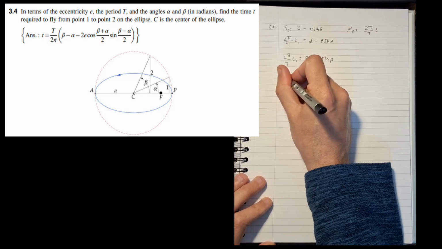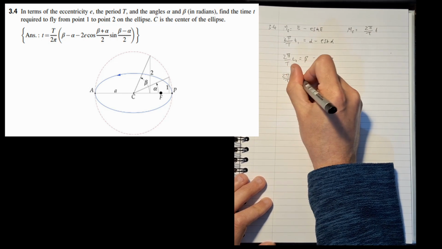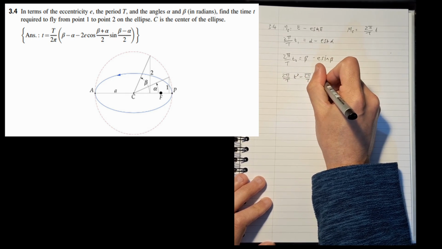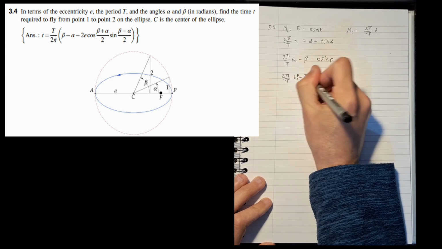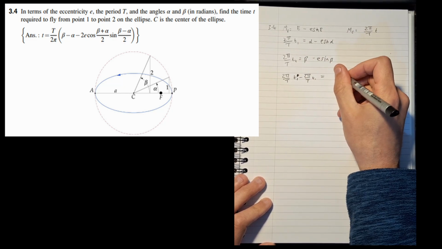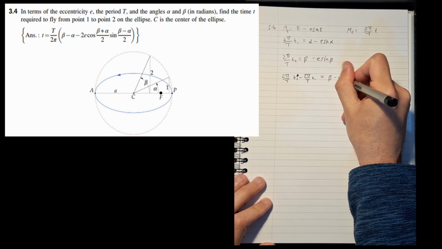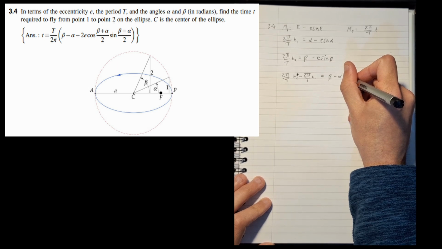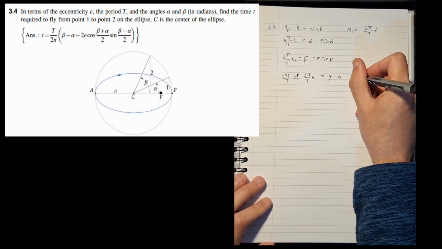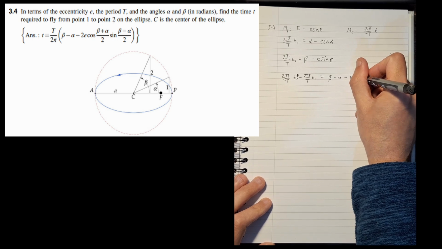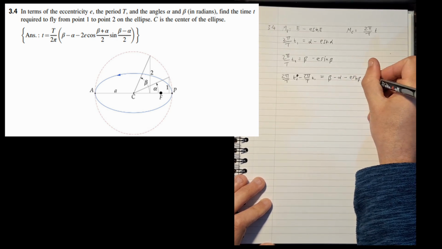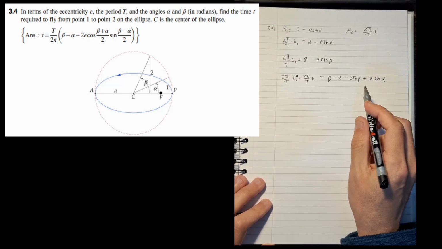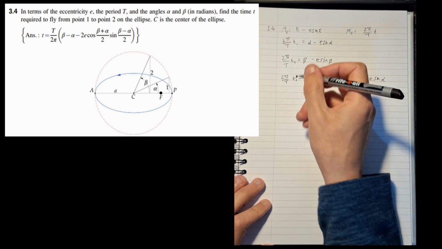So that becomes 2 pi over T t2 minus 2 pi over T t1, that is t12, equals beta minus alpha minus E sine beta plus E sine alpha. Now that's very close to the answer.